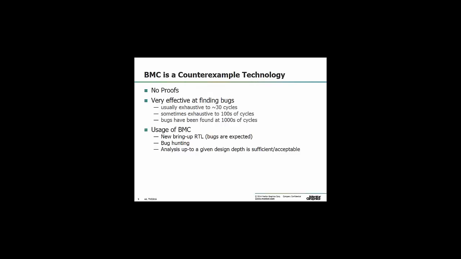Bounded model checking is good to use when you have a new RTL, because you are expecting to have bugs when you are doing bug hunting. But it is also good if you are happy with bounded proofs. You have some kind of meta reasoning telling you, okay, if there is no counterexample to some depth, then my design is okay. This kind of meta reasoning is outside of the model checking, and that is your expectation that you are done with this.